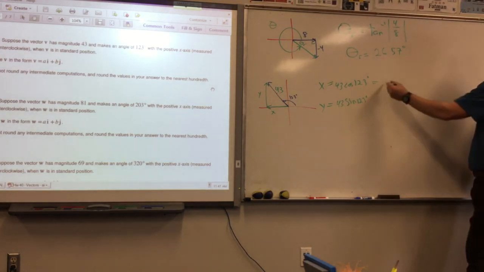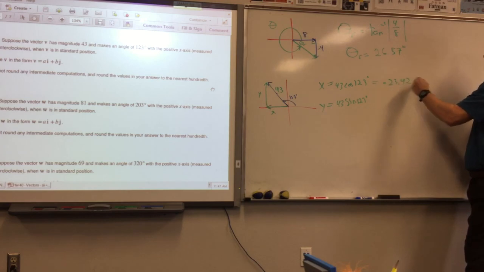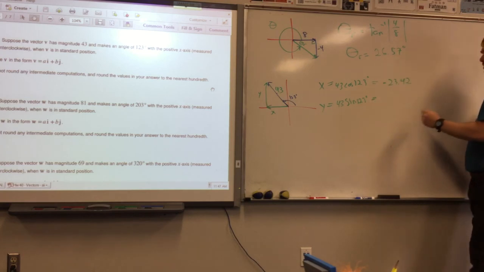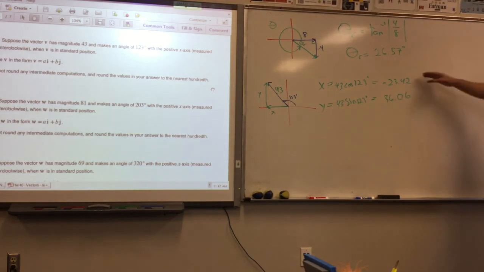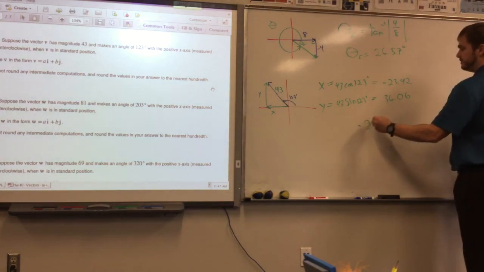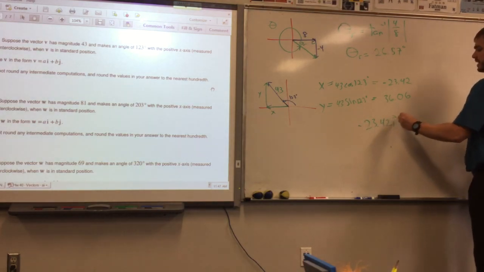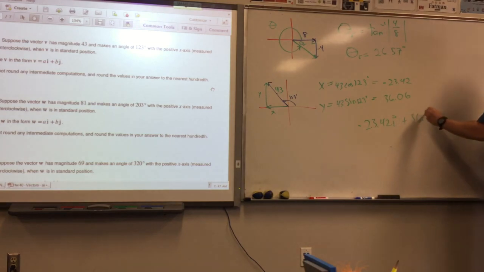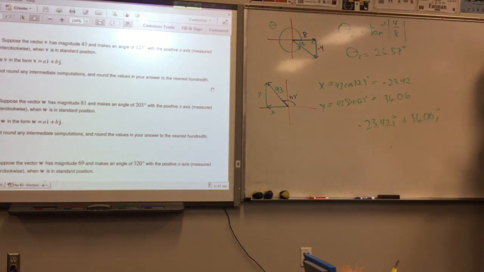It is negative 23.42. And then y is 36.06. Could you turn those into ai plus bj form? Yes. You just add the i and the j to them? Yeah, negative 23.42i plus 36.06j. There you go.